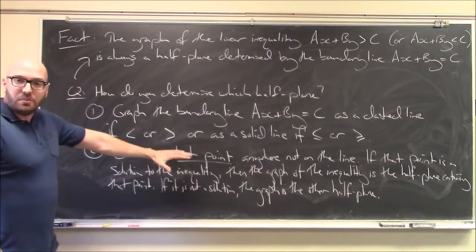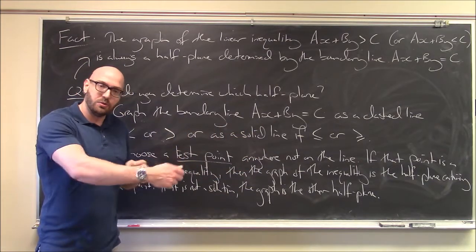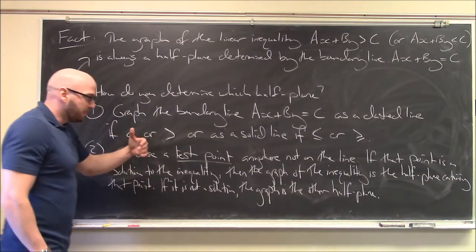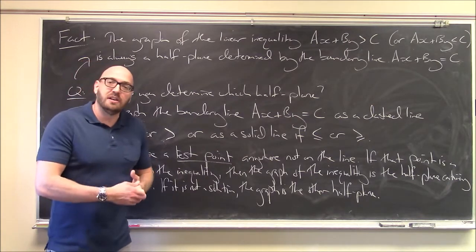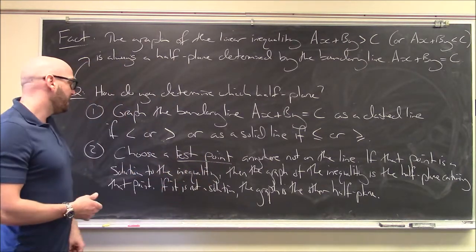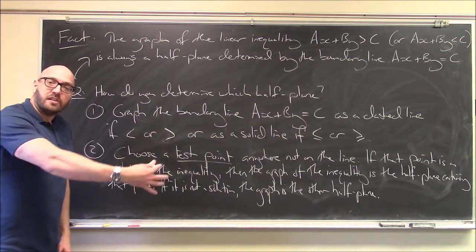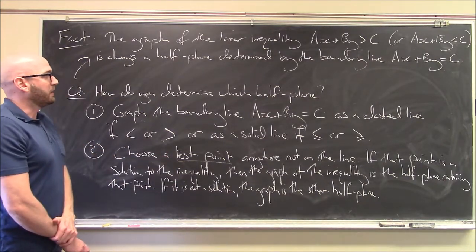Step 2 is just choose any point. Choose any point not on the line, so coming from one of the two half planes. Choose any test point and plug it in. If that test point is a solution to your original inequality, that half plane containing the point is your solution set, the graph of the inequality. If it's not a solution, that means points on the other side, the other half plane, are solutions. So the other half plane is the graph of the inequality.